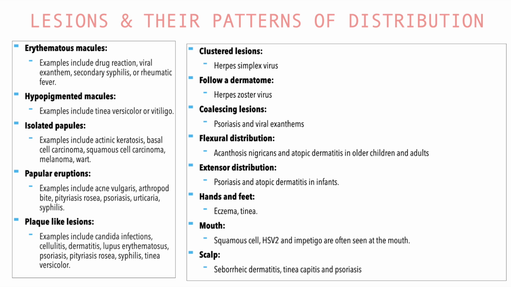Also, we know that HSV2 and impetigo are often seen local to the mouth, compared to something like seborrheic dermatitis, tinea capitis, psoriasis, which often affects the scalp. And so again, you can see not always black and white.